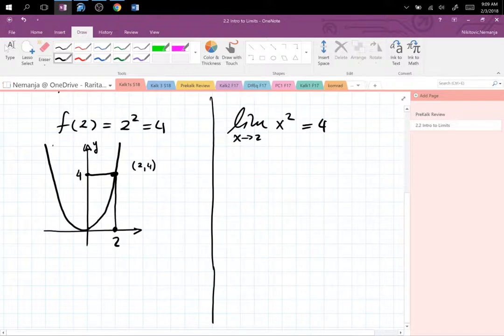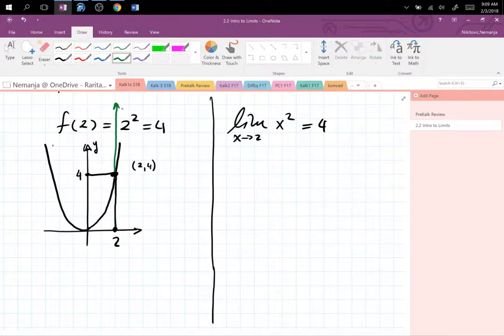Now, the interesting concept here is that if this point here, (2, 4), was excluded from the graph, for whatever reason, if you were to go with the vertical line from 2 up, it would pierce right through that hole, and it would go forever up. It would never bounce back to the y-axis, and you would never be able to compute 4.